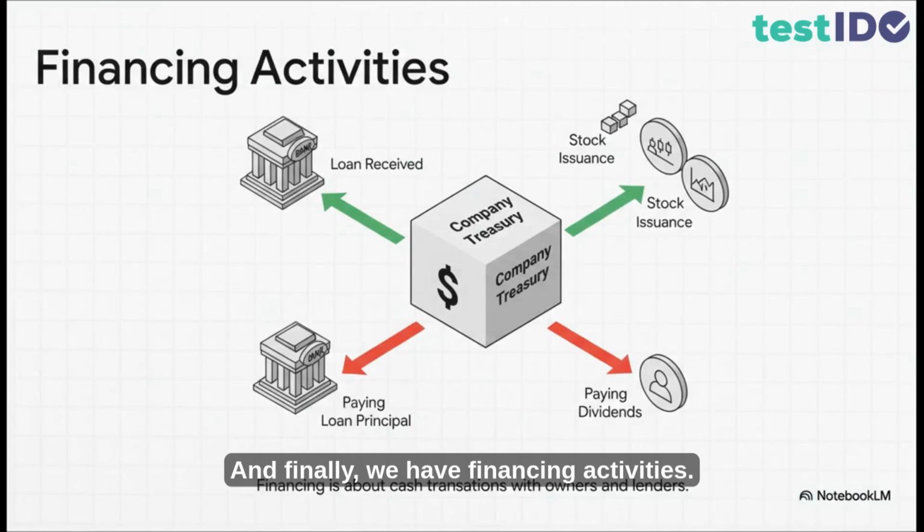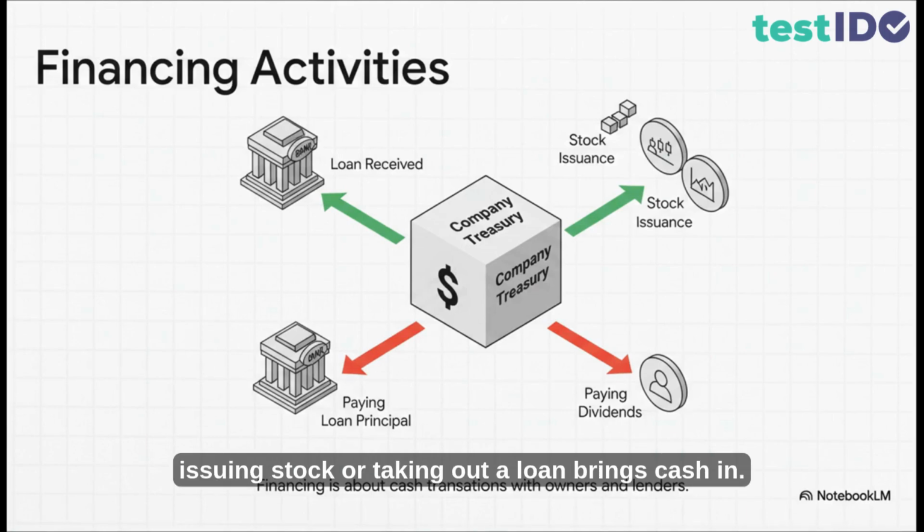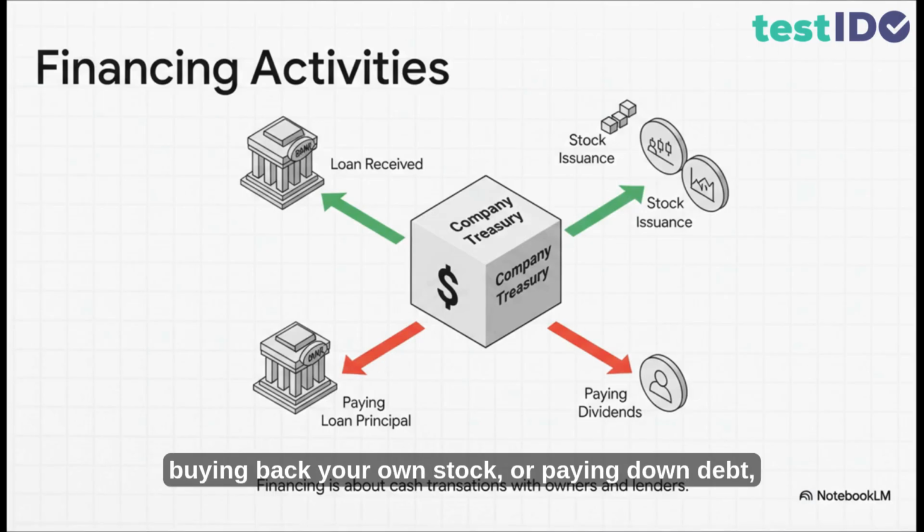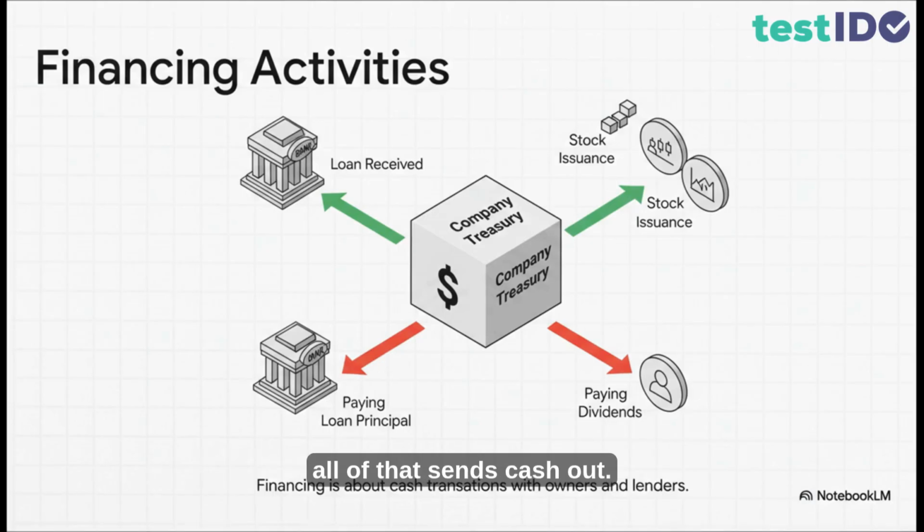And finally, we have financing activities. This bucket answers the big question: how are we paying for everything? It tracks the cash flow between the company and its owners and its lenders. So issuing stock or taking out a loan brings cash in. Paying dividends to shareholders, buying back your own stock, or paying down debt, all of that sends cash out.